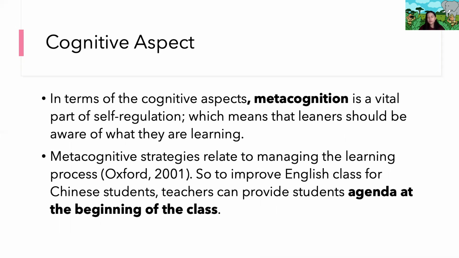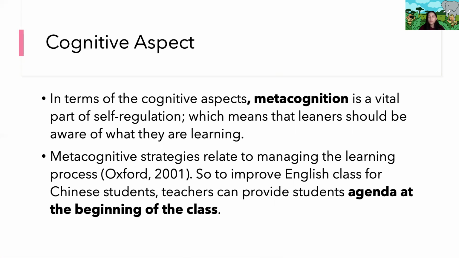So, starting with cognitive aspects. For students to learn a language well, especially older learners, such as adolescents and adults, metacognition is very important. Metacognition refers to the sense that learners are aware of what they are learning. Higher metacognition skills relate to managing the learning process.